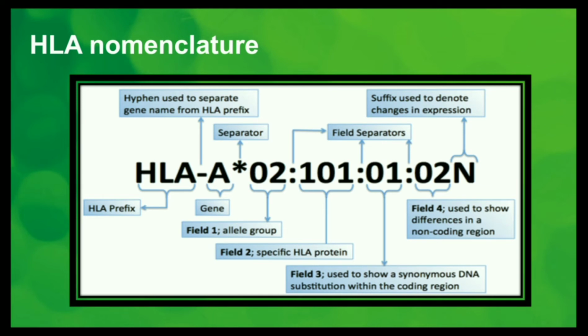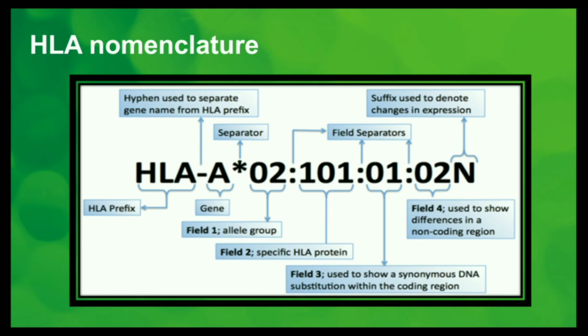Here, first the prefix is present. The prefix here is HLA, and the hyphen is used to separate the gene name and the HLA prefix. Then the gene is A here, and the star denotes the separator. Field 1, the allele group, is 02, followed by the field separator. Field 2 is a specific HLA protein, which is 101. Field 3 is used to show the synonymous DNA substitution within the coding region, which is 01, and field 4 is used to show the non-coding region.